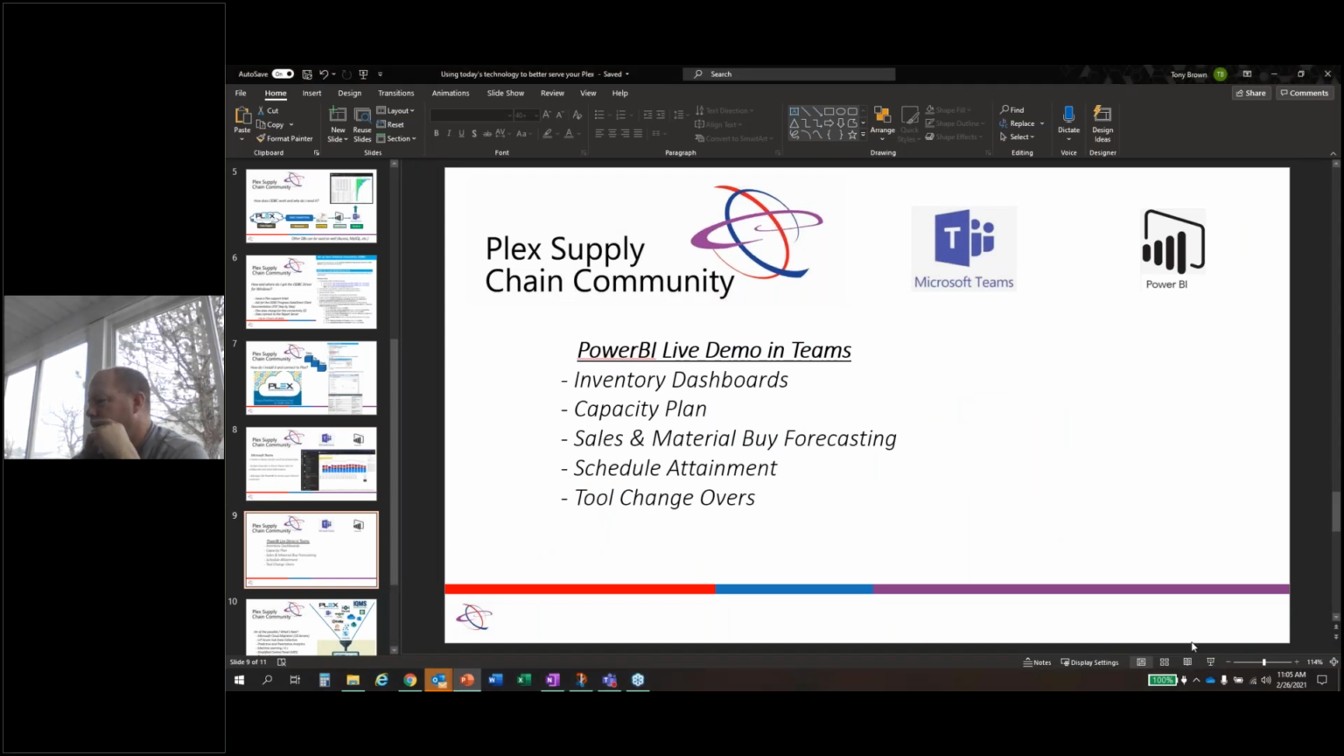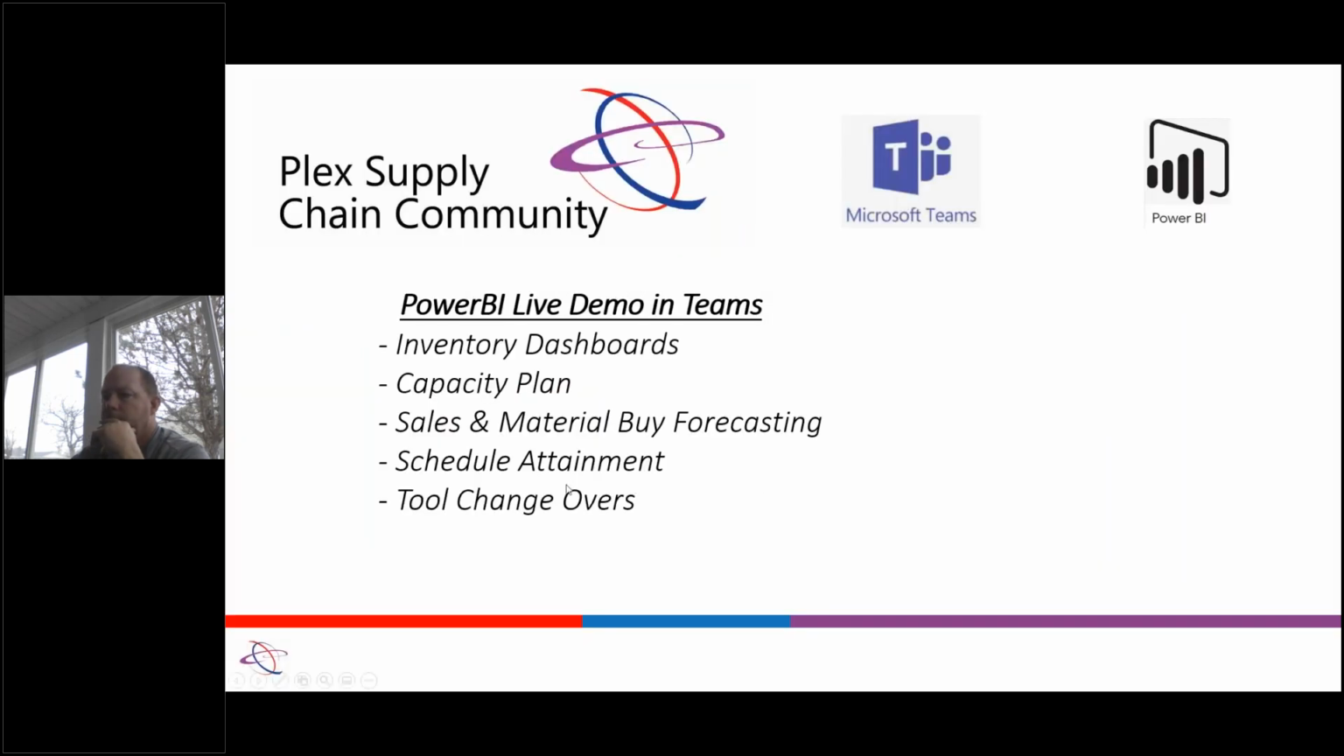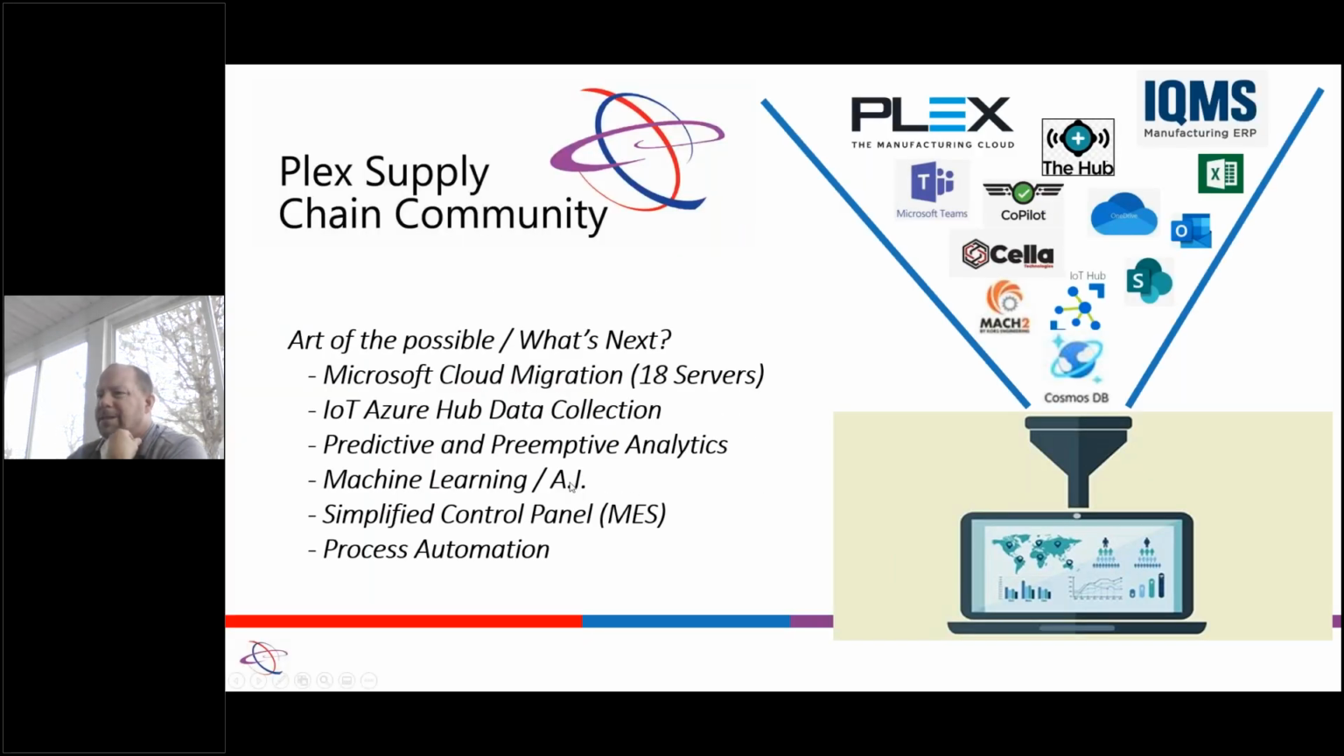So I'll jump back to the presentation here. What's next for us? We're going to Azure. We're looking at pulling data from other systems. We're going to migrate 18 of our servers to the cloud and really leverage Microsoft's IoT strategy, their cloud strategy and data consolidation. We're definitely looking at going to the next level of Industry 4.0, using IoT, et cetera.